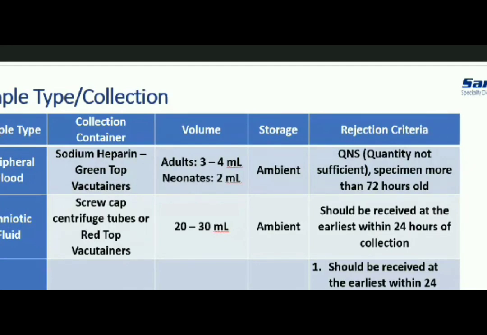But for amniotic fluid, it is different. The sample should reach the lab within 24 hours after collection, in 15 ml screw cap centrifuge tubes. If you don't have centrifuge tubes, I suggest plain red top vacutainers. You can collect in plain red top vacutainers also, but here it is a problem: you have to collect many tubes, because we need a minimum of 20 to 30 ml.